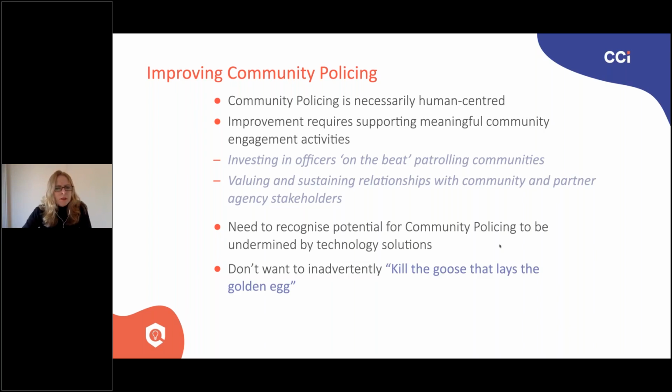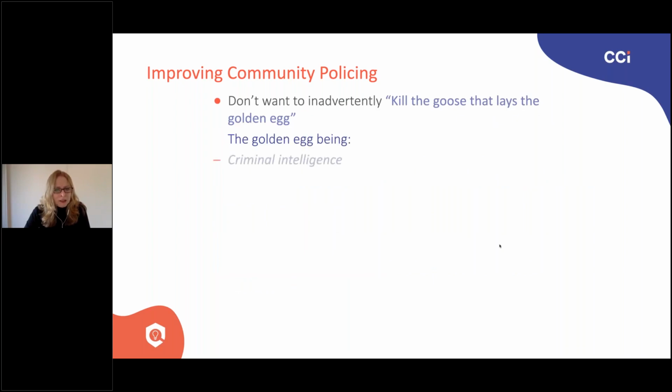And what you also need to be aware of is the potential for community policing to be undermined by technology solutions. And what we don't want is that in the effort to try and make policing better, we inadvertently kill the goose that lays the golden egg.